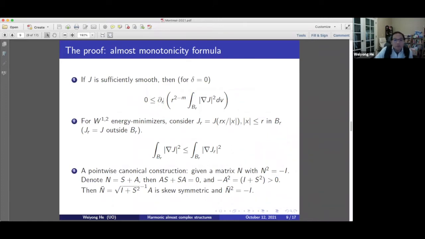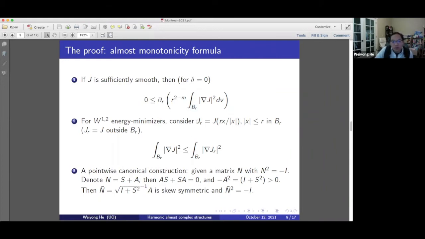Then Schoen and Uhlenbeck's idea is, for W^{1,2} energy minimizers, one just considers a comparison map like this in the R ball, and outside R, which is a fixed number, let's say less than or equal to 1. Then just apply the energy minimizing condition that this one is less than or equal to the comparison one. And this condition essentially just gives you this one, which is essentially equivalent to getting this condition.